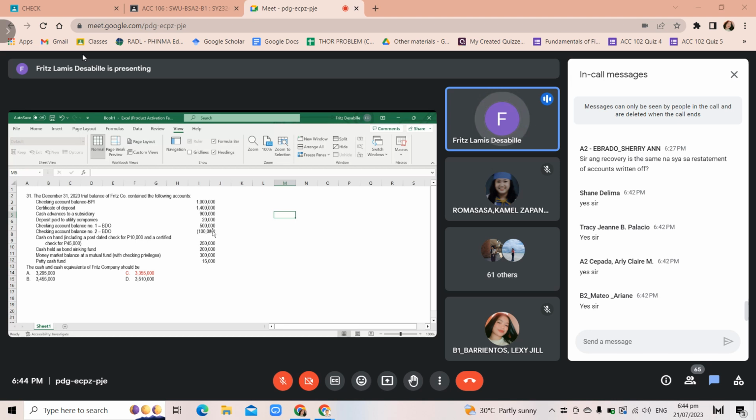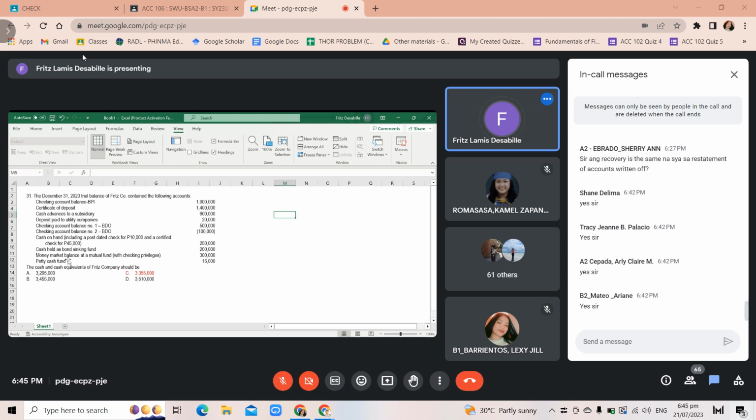BDO. The cash on hand, so the cash on hand includes a PDC and a certified check for 45,000. So how much are we going to be including for this one? Do we include? So how pila to gi-include? Pila man. So post-dated check, exclude. So certified check, we also exclude, di ba? Certified checks na are already certified by the bank. No, na-deduct na siya daan.